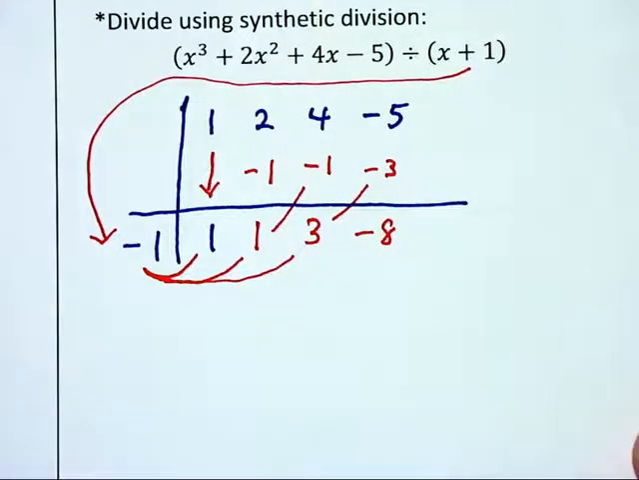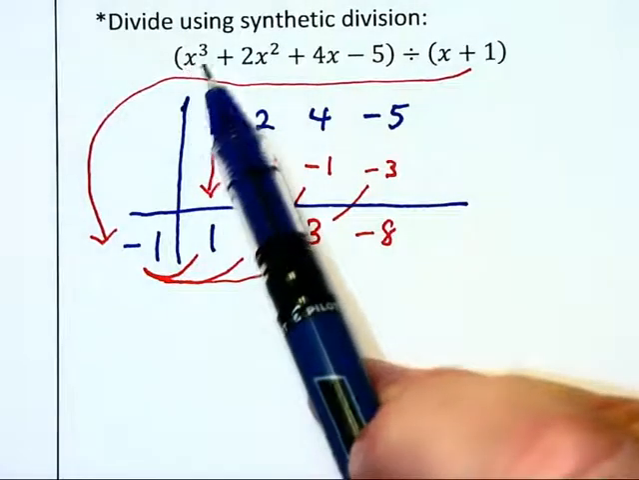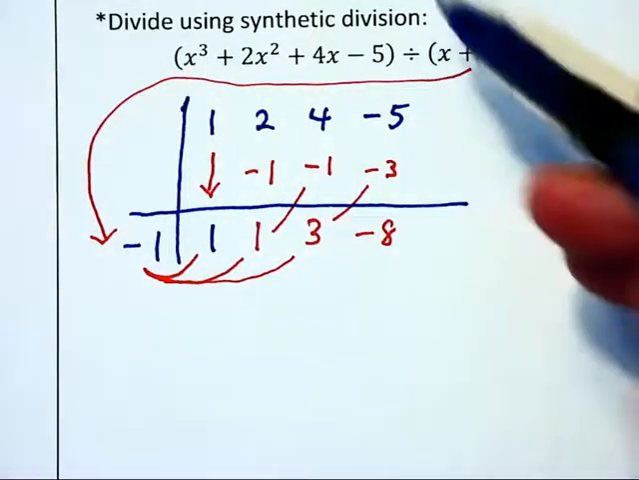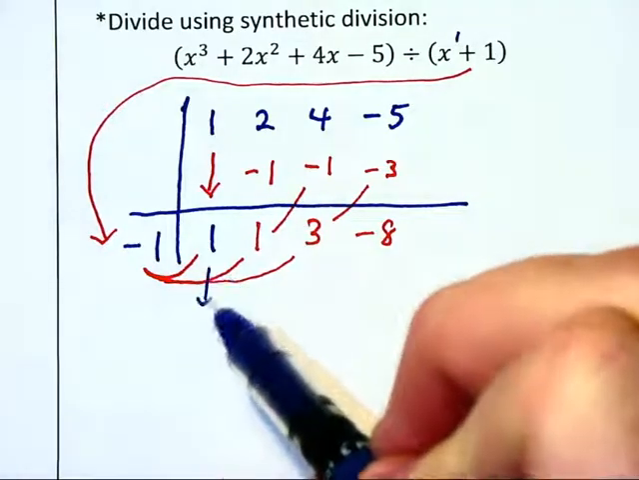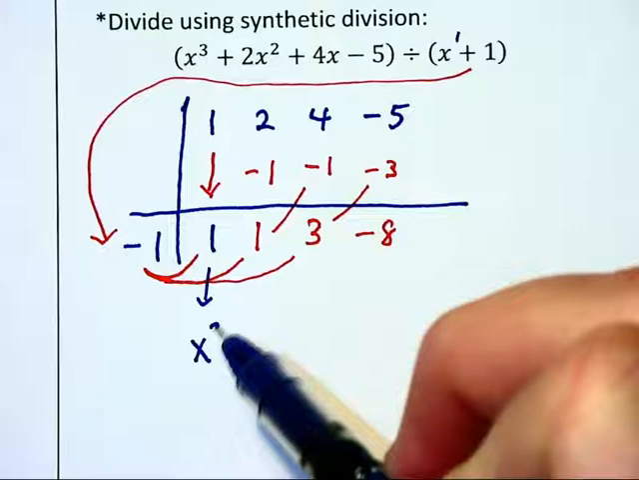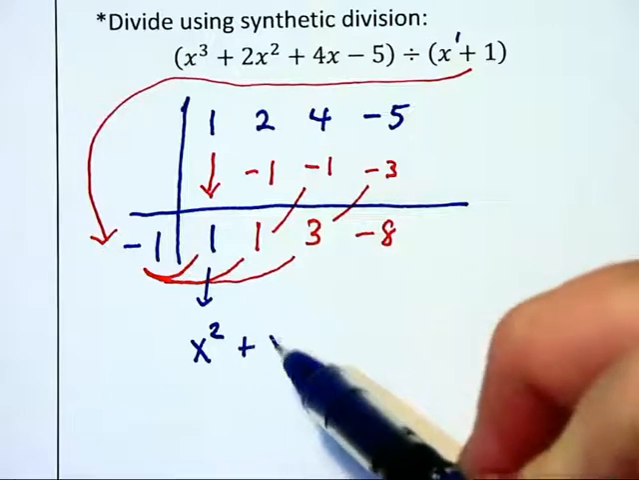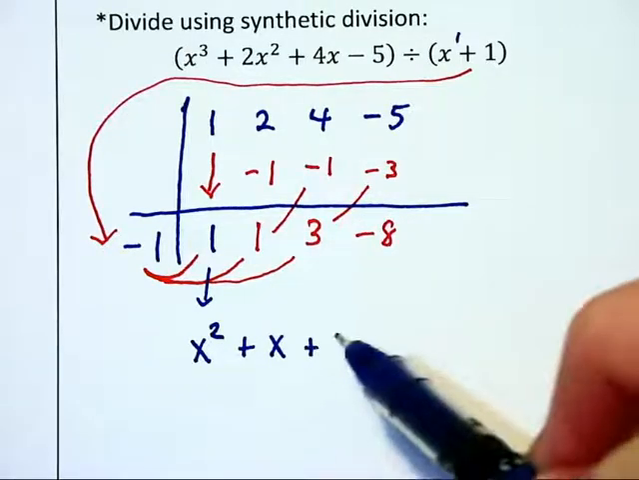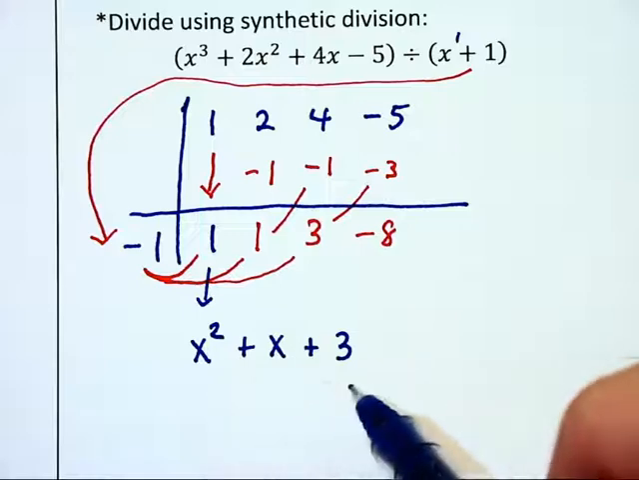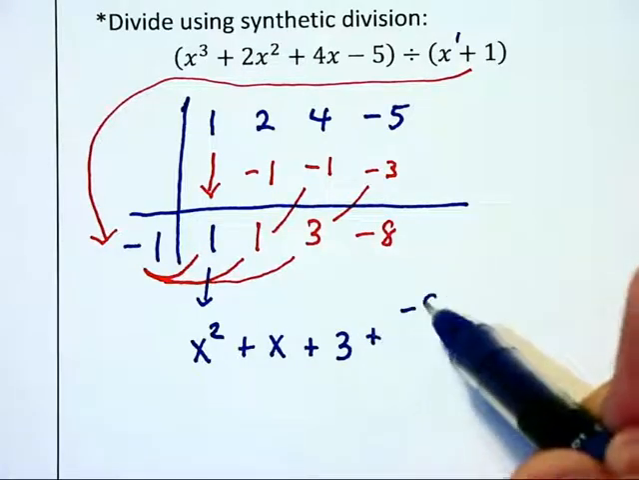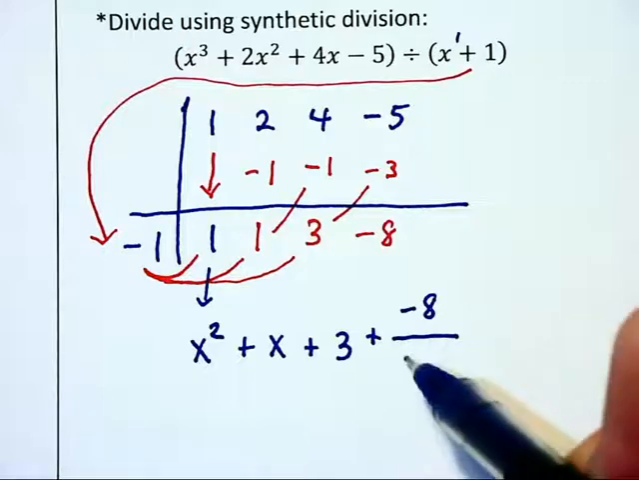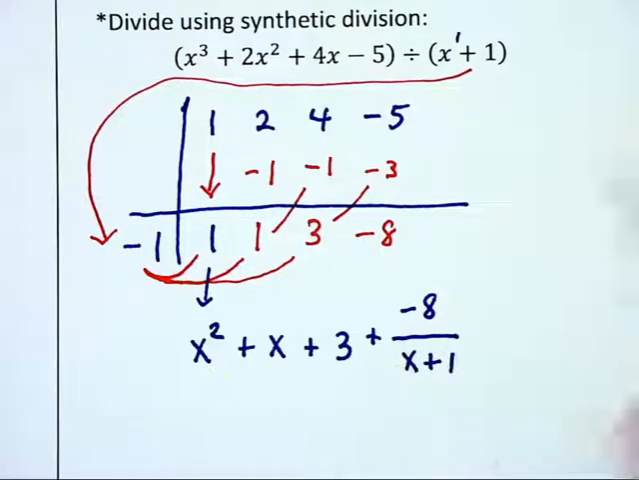Then I go back and I write my variables back in. Notice I started with x to the third and I divided by x to the first. That will leave me with an x squared. So this 1 tells me I'm going to have 1x squared, then plus 1x plus 3, there's my descending order of my polynomial, plus my remainder of -8, which will go over x plus 1, my divisor.